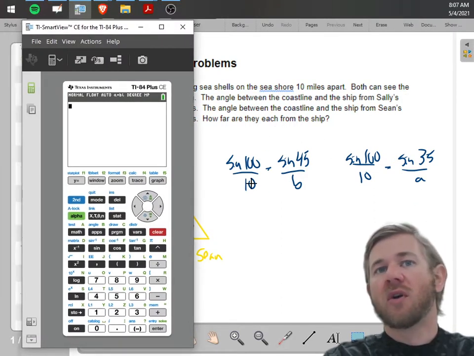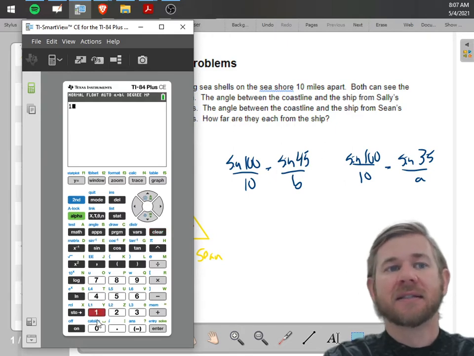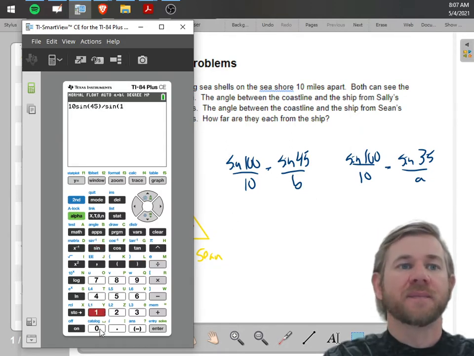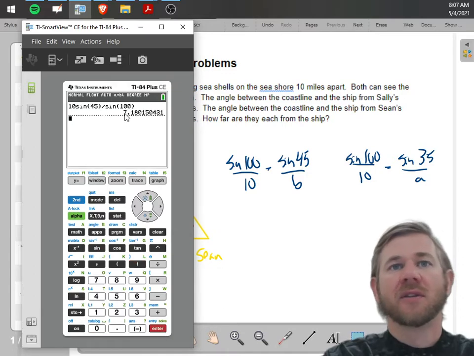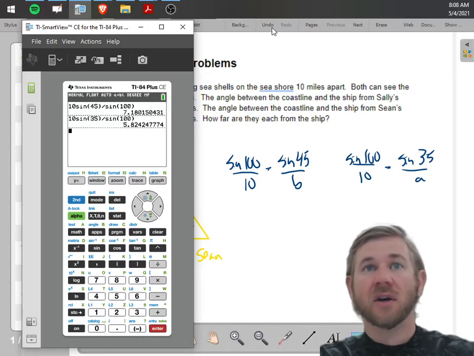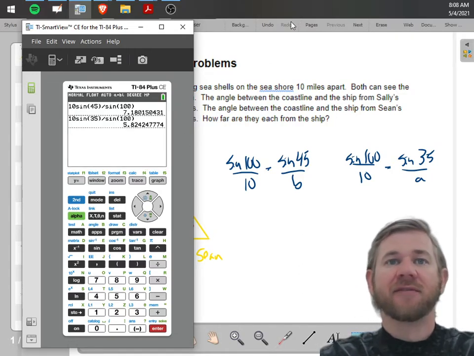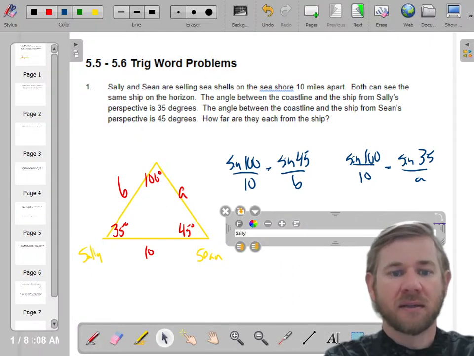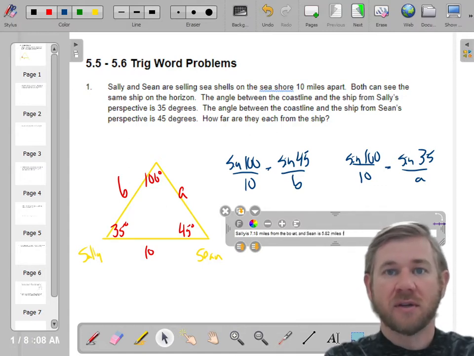So remember, to solve this, we're cross multiplying. We're going to multiply 10 times the sine of 45, and then you would have b times the sine of 100, so you would divide by the sine of 100 to get b by itself. So there's b, and I'll do the same thing here: 10 sine of 35 divided by the sine of 100. 5.82. So looks like Sally is 7.18 miles from the boat, and Sean is 5.82 miles from the boat.